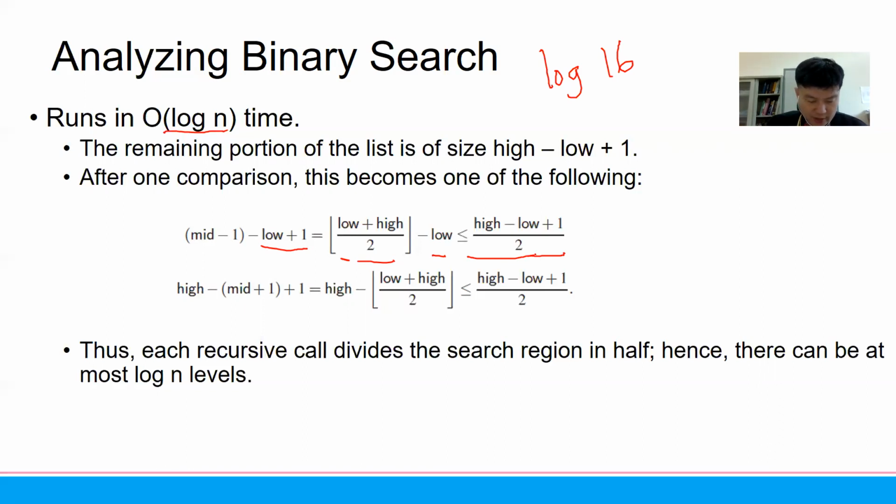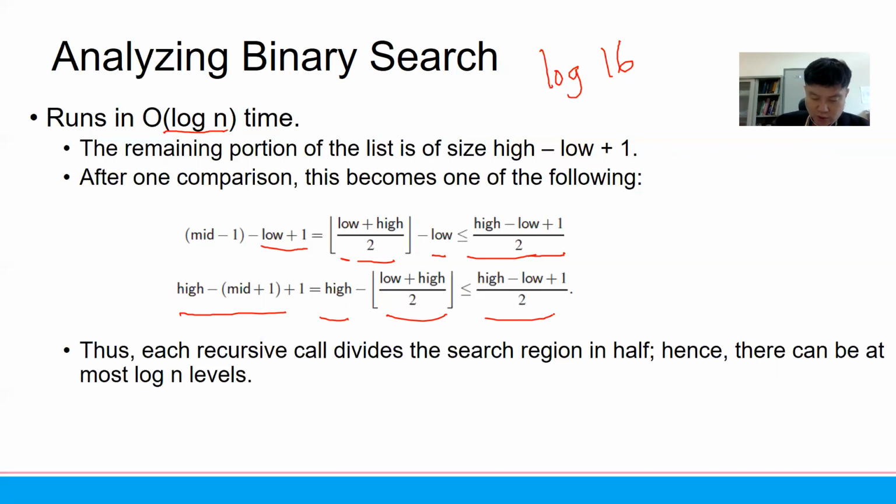Okay, and we can also do it with the high. From the perspective of the high, minus mid plus 1 plus 1. So this is the mathematical expression, and if you want to check from the high, it will be high minus low plus high divided by 2. It will be lower than or equal to the high minus low plus 1 divided by 2.